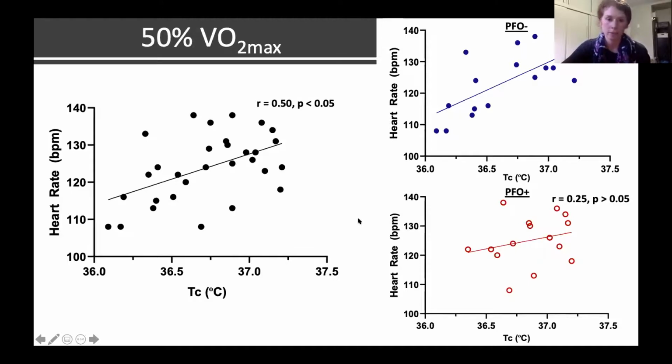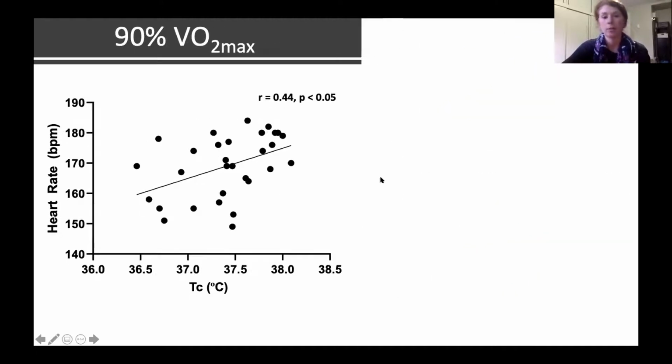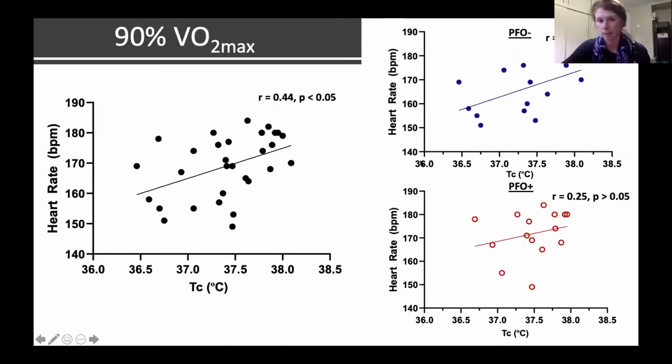Then we asked them to work a little bit harder, at 90% of VO2 max. There's still that positive and significant relationship in our whole group data, and we see something similar to what we saw at 50% of VO2 max. We have that positive and significant relationship between core temp and heart rate in our PFO negative group, but there's still no relationship, and more variability between core temp and heart rate, in our PFO positive group.